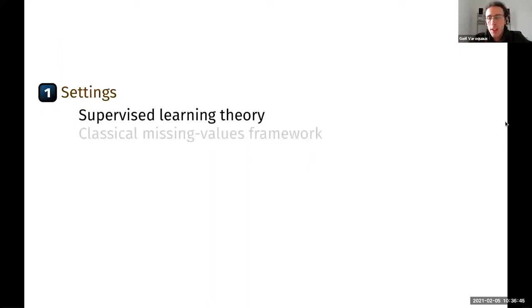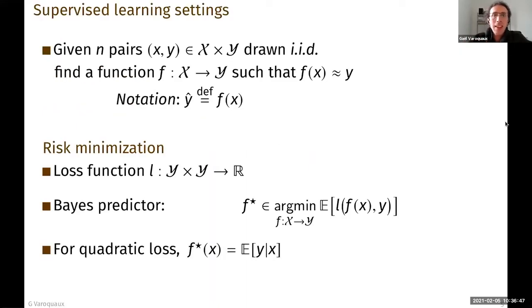So let's start with supervised learning theory, fairly classic settings. I'm given pairs, x, y, that I'll choose as drawn IID from two spaces, x and y. And my goal is to find a function that goes from x to y such that f of x is close to y for some distance.